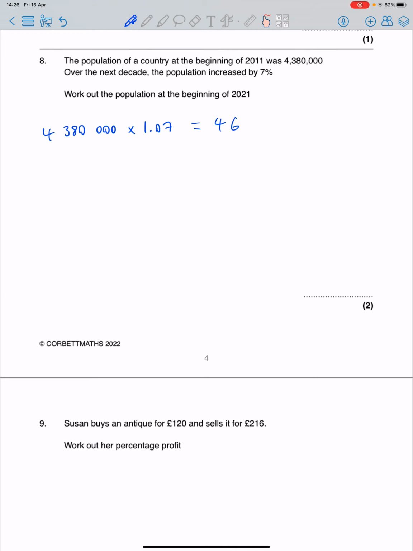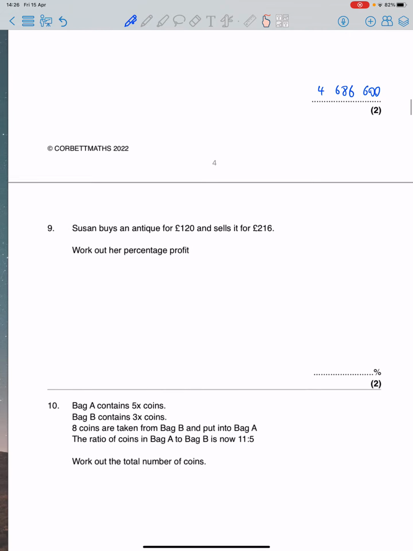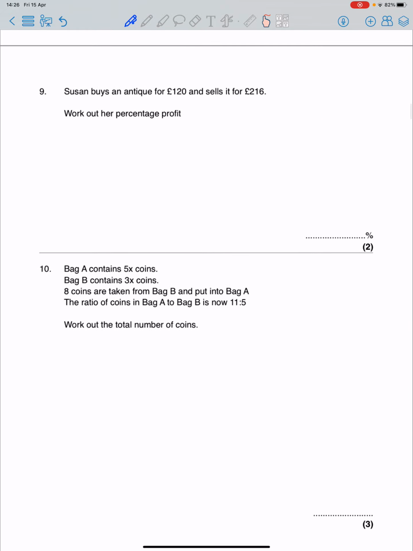4,686,600. So let's write that in a bit more of a friendly manner. So 4,686,600. So my spacing is just to make us understand the number. So 4,686,600.